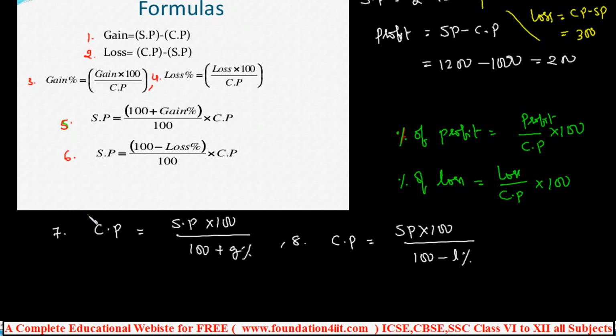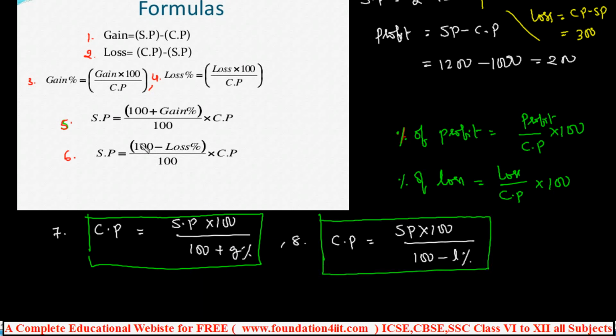Okay, these are another two formulas, based on the fifth and sixth. It is also the same as this, right? If you want the cost price directly, when they give the SP and gain percentage, to find the cost price there is a formula. When selling price and loss percentage are given, how to find the CP is this.